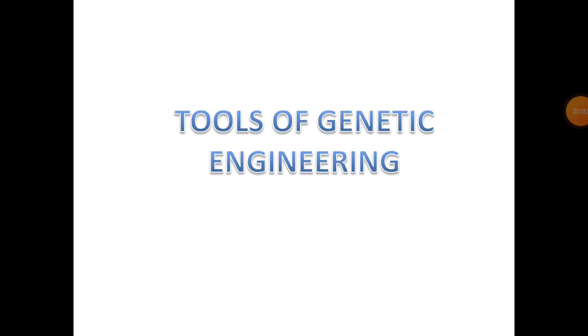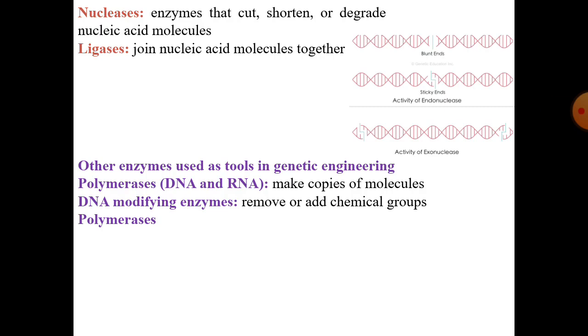In the previous session, we have learnt about types of plasmids and their application in the cloning. Today's session, we learn about tools of genetic engineering. The tools here refers to the enzymes used in genetic engineering. Various types of enzymes are used in genetic engineering.